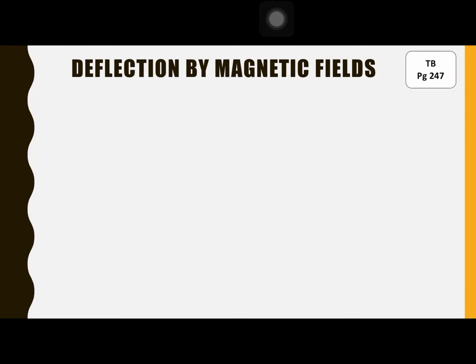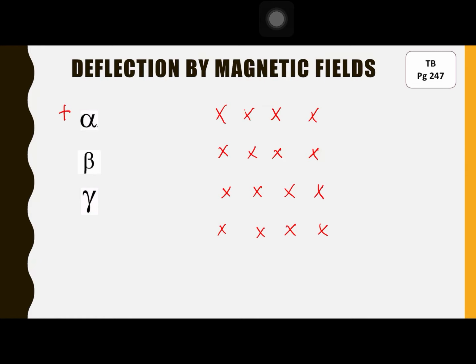What about deflection by magnetic fields? Alpha particle, what charge do they have? Positive charge, right? So if this is your magnetic field, let's recall what we have learned in Topic 21. You have your positive particle moving in. What's going to happen? It's going to be deflected, right? Because if you use Fleming's left-hand rule, a positive particle is as if current is going to the right.